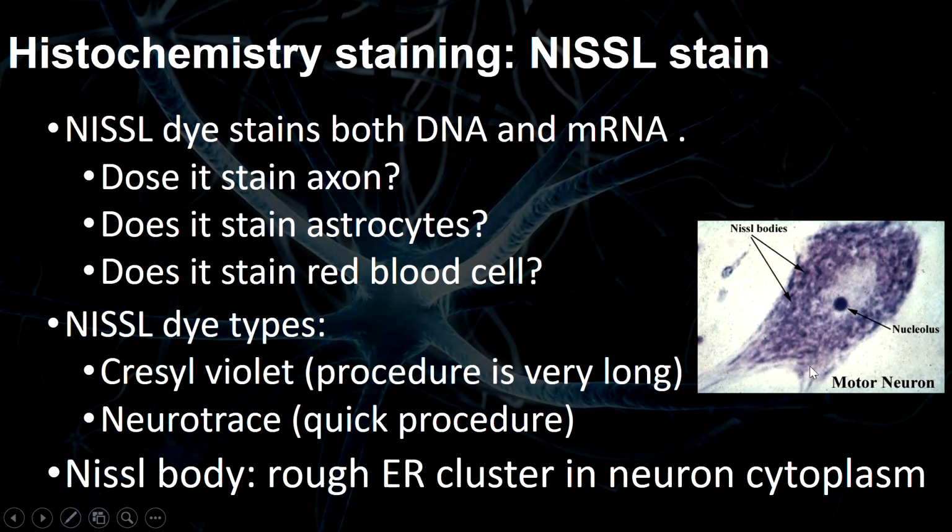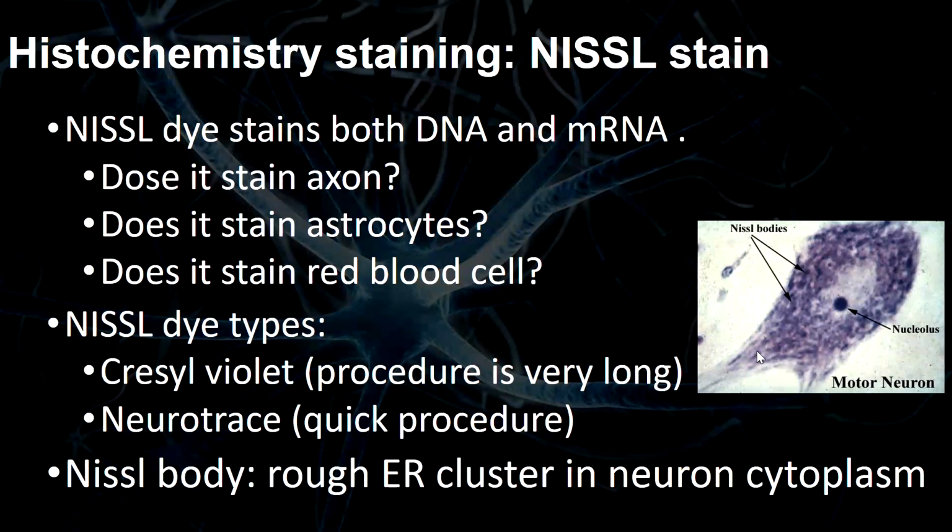In the soma of the neuron, you see some dots of a more purplish color there. That is Nissl body. So Nissl body is a rough ER cluster in the neural cytoplasm. On a rough ER, you are going to have a lot of mRNA. That's why you have pretty dark stain in these regions. So they are Nissl bodies.